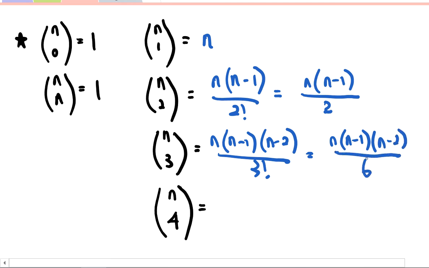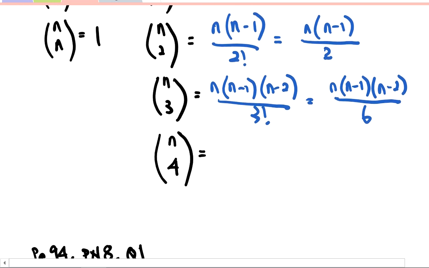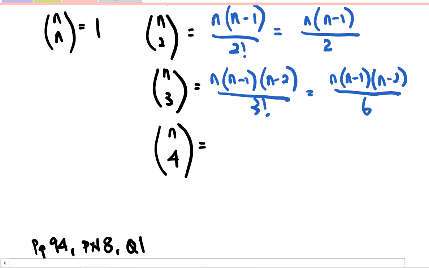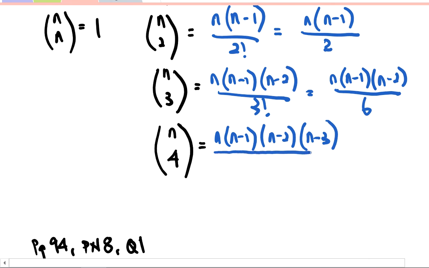Okay, the last example that will be important is n choose 4. 4 terms on top, each term lesser than the previous one by 1. 4 factorial, you can press a calculator, is 4 times 3 times 2 times 1. Alright, final outcome.